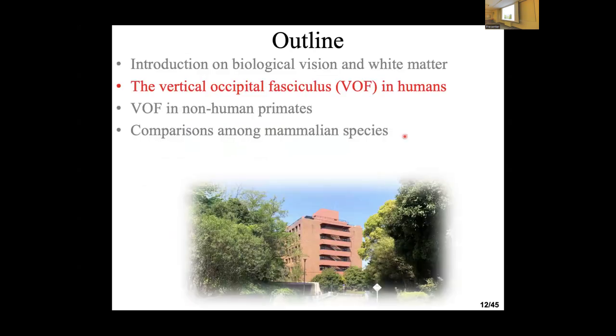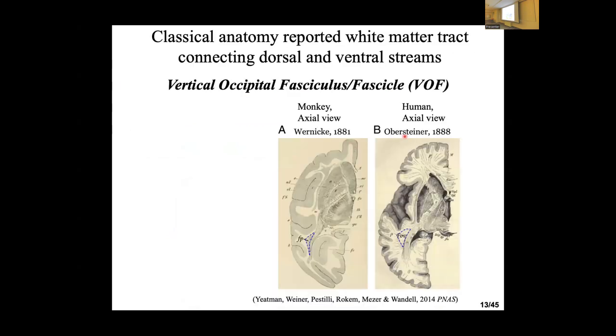Anyway, we are moving to the vertical occipital fasciculus. It actually showed up in the previous slides a couple of times, but getting back to the literature, this is a white matter pathway that appeared in late 19th century books written by neuroanatomists of that time, like Wernicke, Obersteiner, Heinrich Sachs, or Dejerine. They consistently appear in the multiple books of that time, which basically say this is a pathway connecting dorsal and ventral occipital cortex.